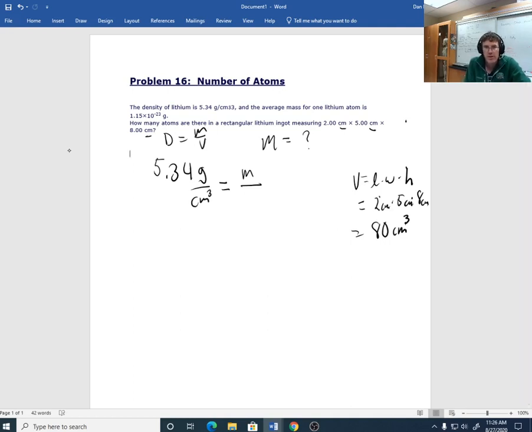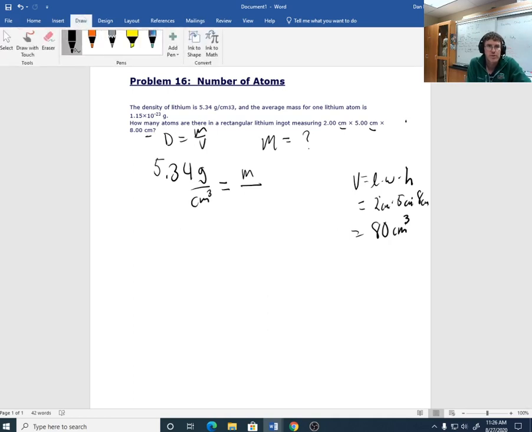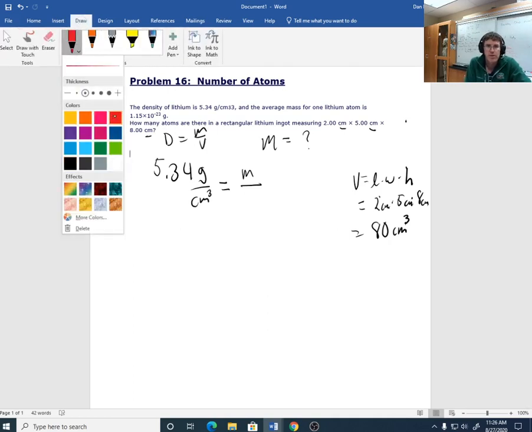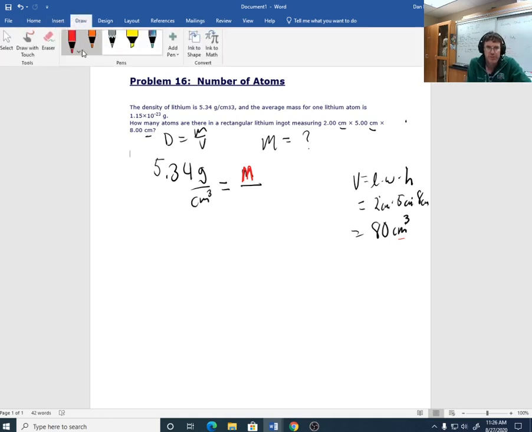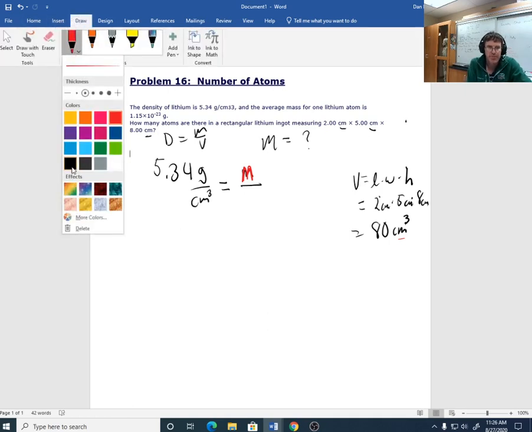Now we're going to plug it in here. This is our variable. I'm going to change colors for that variable here. We'll just change it to red. Our variables are red. These are units. Those are units right there. So that's not a variable. It's good to keep that in mind and keep tabs on that.